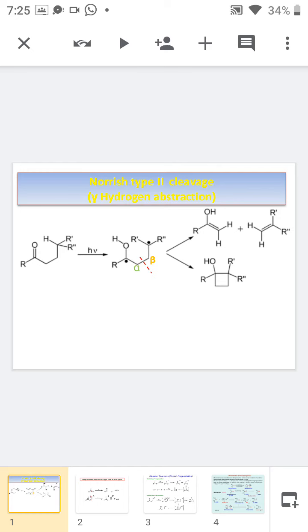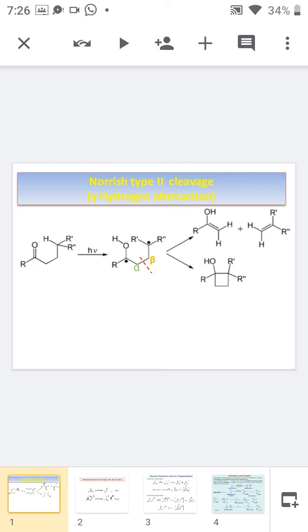Good evening, everybody. Today we will discuss the next topic of photochemistry, that is Norrish type 2 cleavage. In the last class we discussed Norrish type 1 cleavage, that is an alpha cleavage. So today we will discuss Norrish type 2 cleavage, and it is a type of gamma hydrogen abstraction. So first of all, the gamma hydrogen is abstracted by the radical which is generated in the carbonyl group.